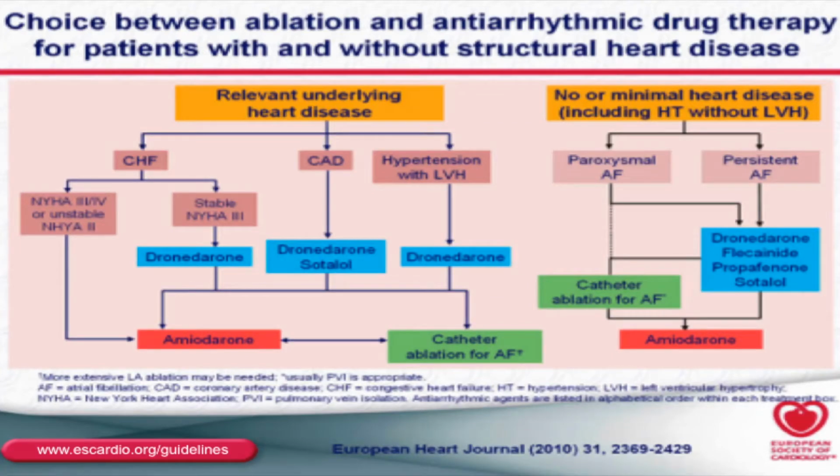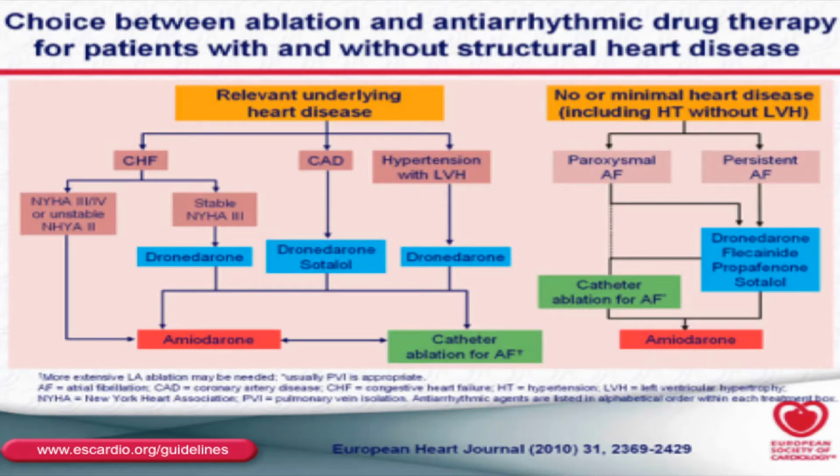So in those patients, really your only option is amiodarone, and sometimes you can also use sotalol. In Europe, they don't use sotalol as much, but in the States, we do use sotalol in patients with heart failure. It can worsen heart failure at times just because it's a beta blocker. Stable heart failure, you can use dronedarone. Patients with coronary disease, you can't use the 1Cs like flecainide or Rythmol, but you can use dronedarone and sotalol. So these are all first-line options. For hypertension with LVH, again, you can't use 1Cs such as flecainide and Rythmol, but you can use dronedarone, or amiodarone as a last line of therapy. And catheter ablation in those patients is usually second-line therapy.